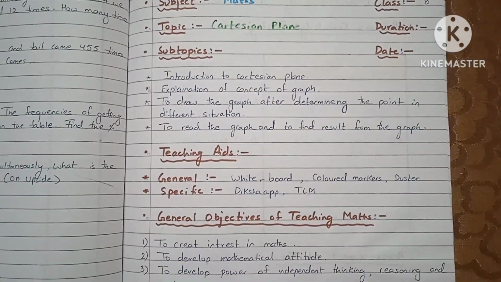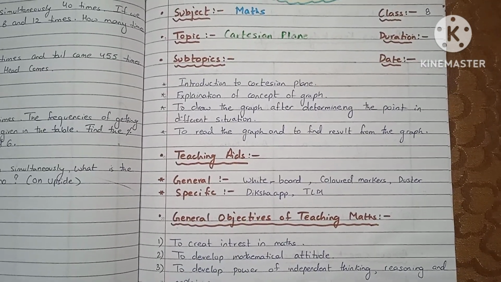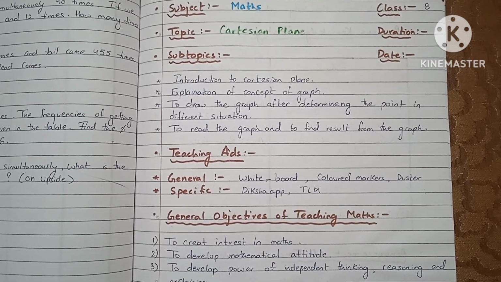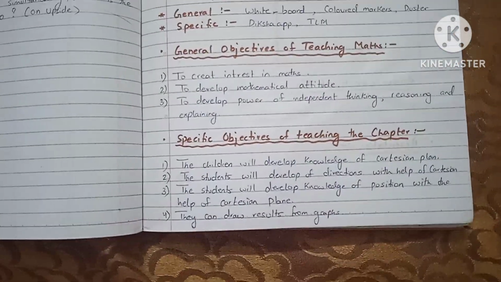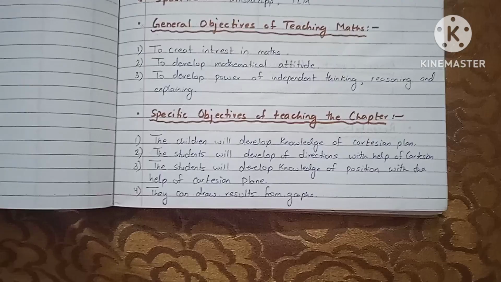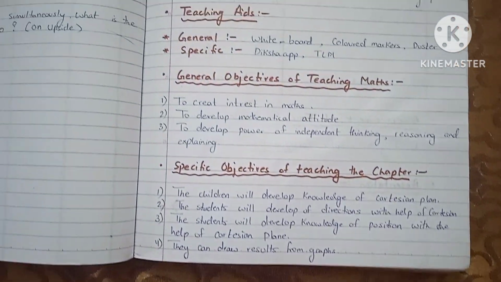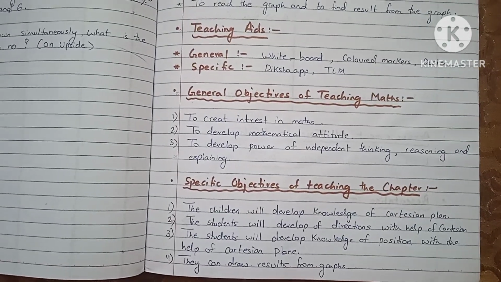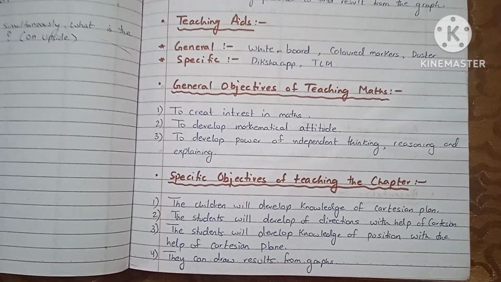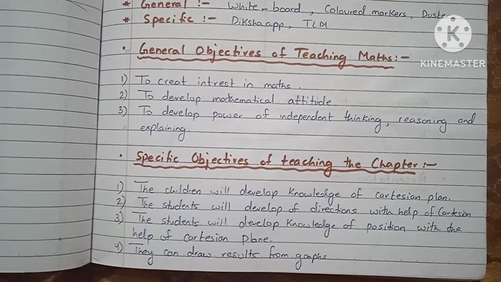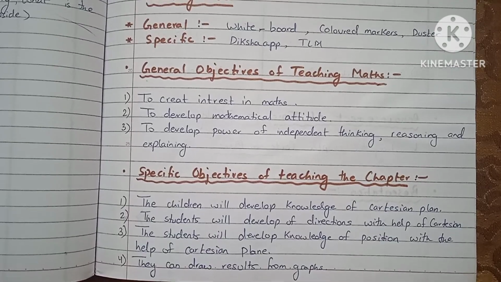The teaching aids are whiteboard, colored marker, duster, and in specific aids we have the Diksha app, TLM and graph papers. The general objectives of teaching maths are to create interest in maths, to develop the mathematical attitude, and to develop the power of independent thinking, reasoning, and explaining. The specific objective of this chapter is that children will develop the knowledge of Cartesian planes.